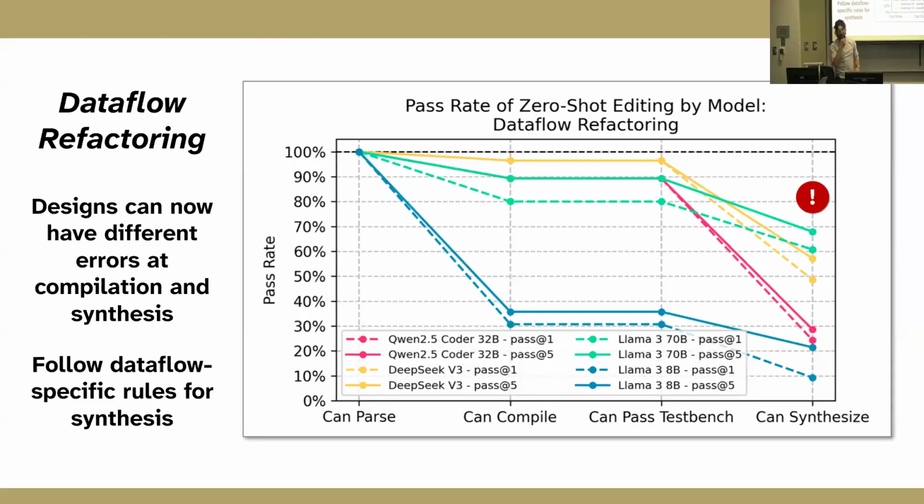And then finally, the data flow refactoring is extremely interesting. Usually if something couldn't compile, it couldn't synthesize, or if it could compile, it could synthesize. Now we see a mismatch: something could compile, but not synthesize. That's because there are extra rules when you use the data flow pragma that would cause synthesis to fail. So synthesis checks for these extra rules. We find that the LLMs break these rules when generating designs, and so we see more failures during synthesis.